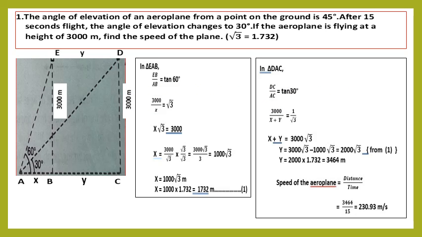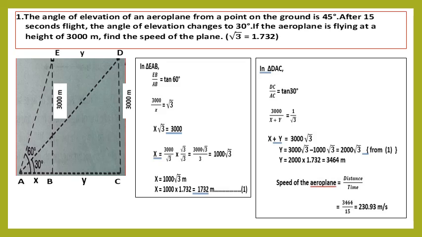Question number 1. The angle of elevation of an aeroplane from a point on the ground is 60 degrees. After 15 seconds of flight, the angle of elevation changes to 30 degrees. If the aeroplane is flying at a constant height of 3000 meters, find the speed of the plane.